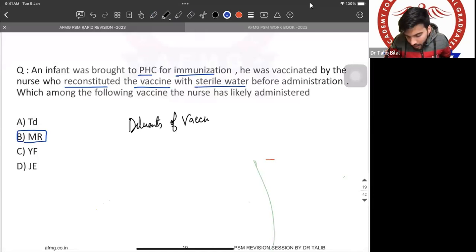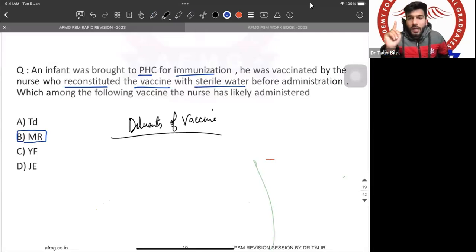Guys, two questions will come on vaccines. One is the universal immunization schedule: which vaccine to give when, like at birth, at 6 months, at 9 months, then 15 years, 10 years, boosters. And one question possibly from the diluents, strains, or adverse effects. I've mentioned everything. I'll discuss the diluents right now. Then in the next question, we'll discuss the adverse effects of particular vaccines, then the strains.